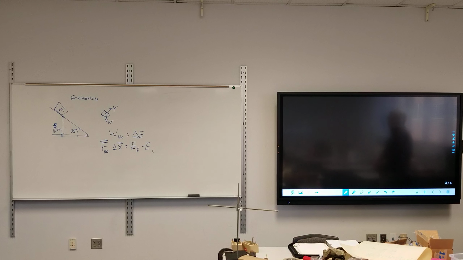We have a dot product between the normal force and the displacement. What's delta E in this case again? Change in energy.